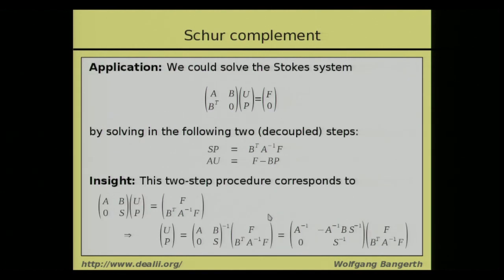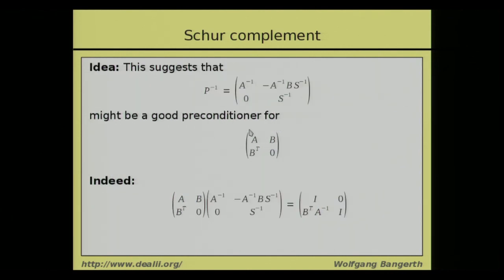So you will have noticed that on the right-hand side, I don't have F0 like I had over here, but I had something else. So this is not exactly the inverse of this matrix, but it certainly comes close. If I multiply it out, I find that the product of this matrix and our preconditioner has identity blocks on the diagonal and something over here.